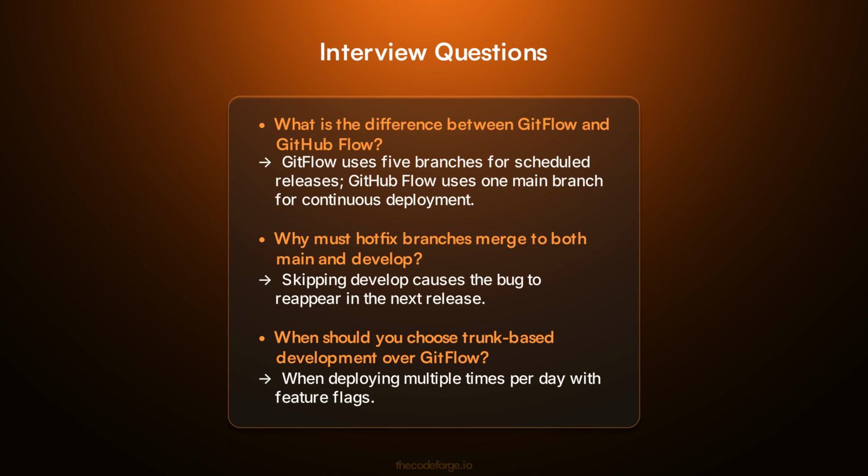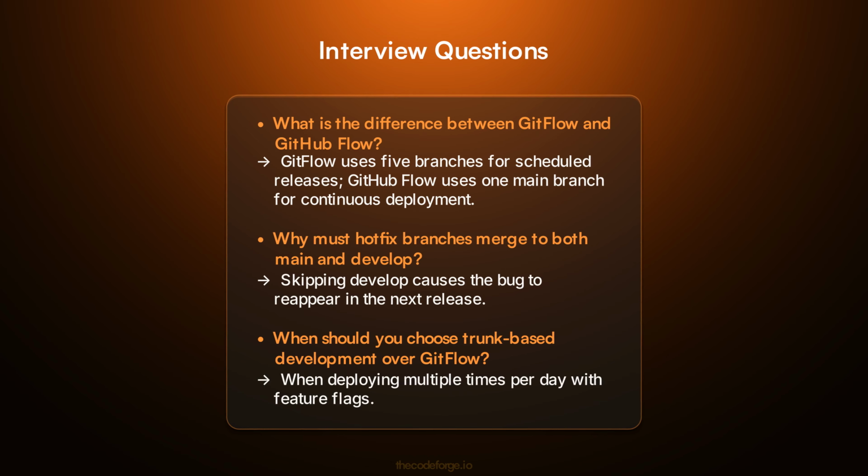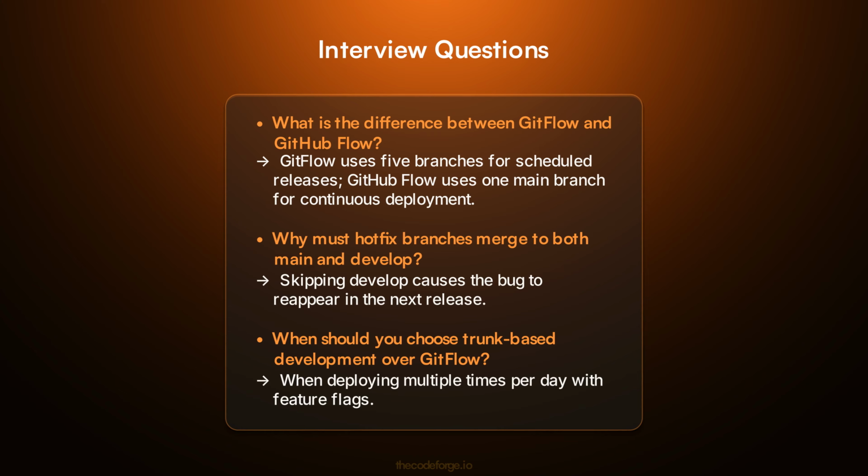Let's run through some common interview questions. What is the difference between GitFlow and GitHub Flow? GitFlow uses 5 branches for scheduled releases. GitHub Flow uses 1 main branch for continuous deployment. Why must hotfix branches merge to both main and develop? Skipping develop causes the bug to reappear in the next release. When should you choose trunk-based development over GitFlow? When deploying multiple times per day with feature flags.